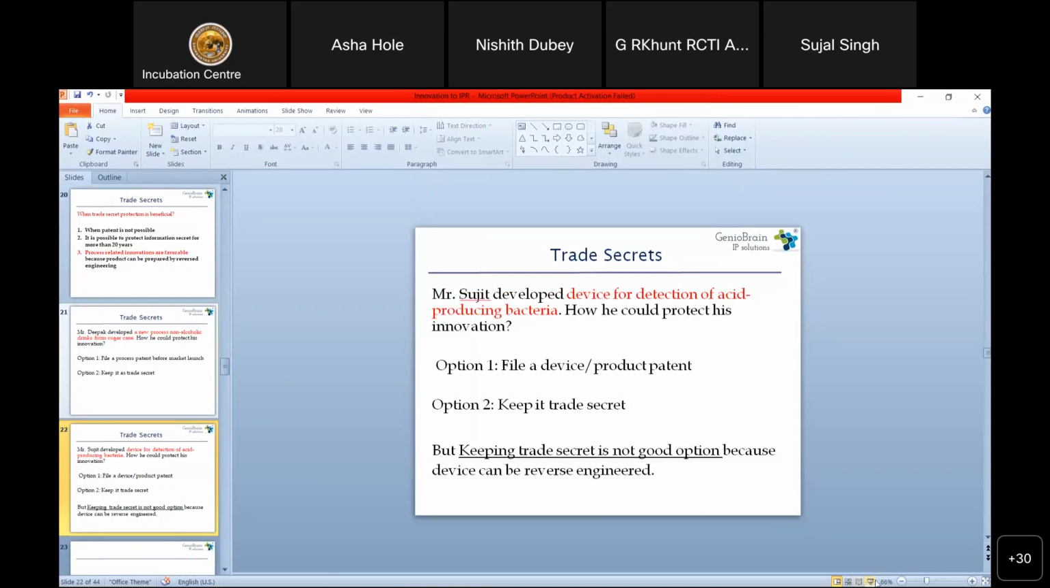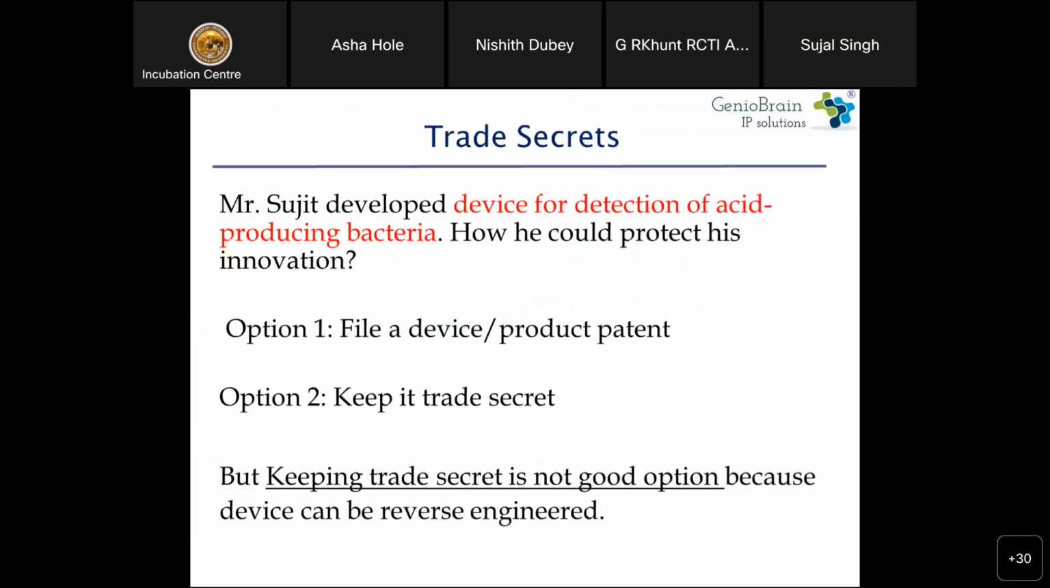Here I have given one example. Can you see this slide, Mr. Sujit? So this is a practical example of when you have to protect your invention through a patent or keep it as a trade secret. Can you see this slide, Sujit? Yes, yes. So here is one practical example.